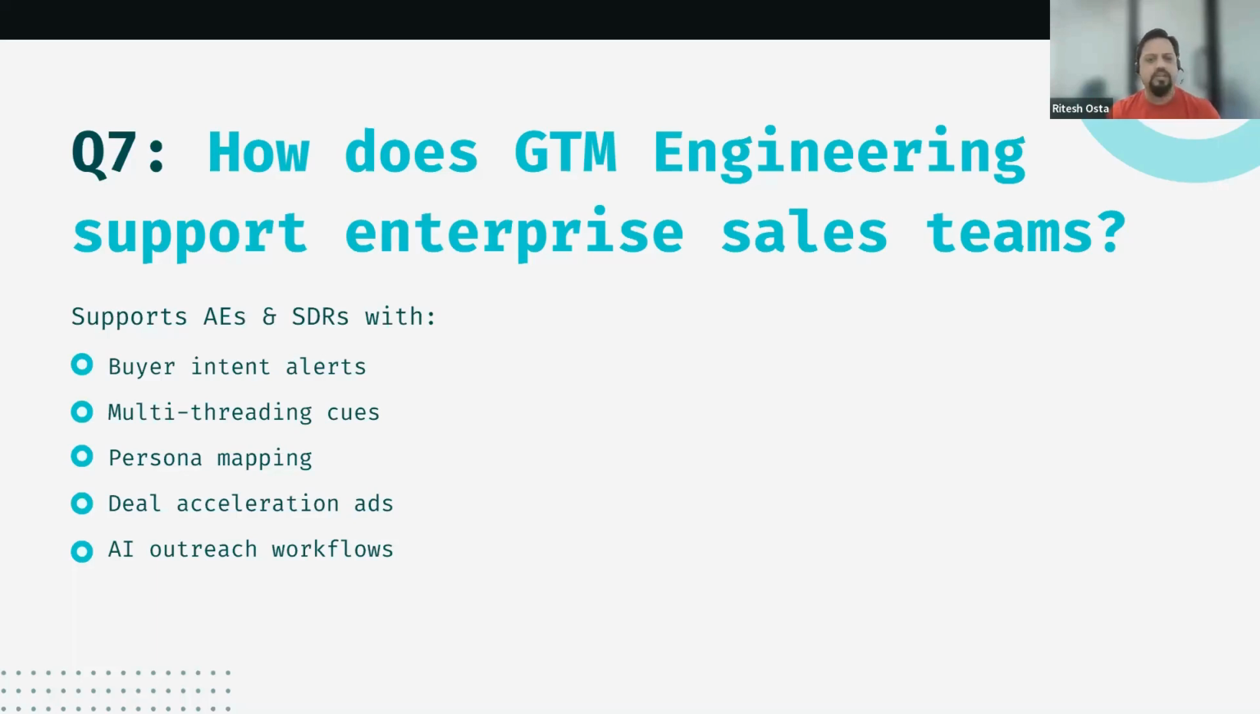Persona mapping, as I said, it's very easy now to map your products to personas. Deal acceleration ads: the moment the lead comes in or the lead becomes a deal, you can run acceleration ads, the bridge ads. AI outreach workflow: the AI can do a complete workflow, not just send an email. Send an email, if they reply, do this; if they don't reply, do that. All of that can be done through AI as well.